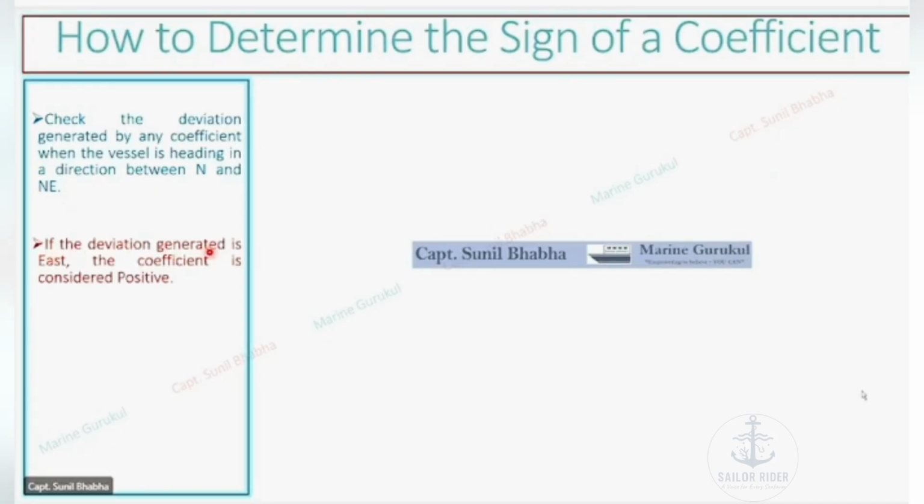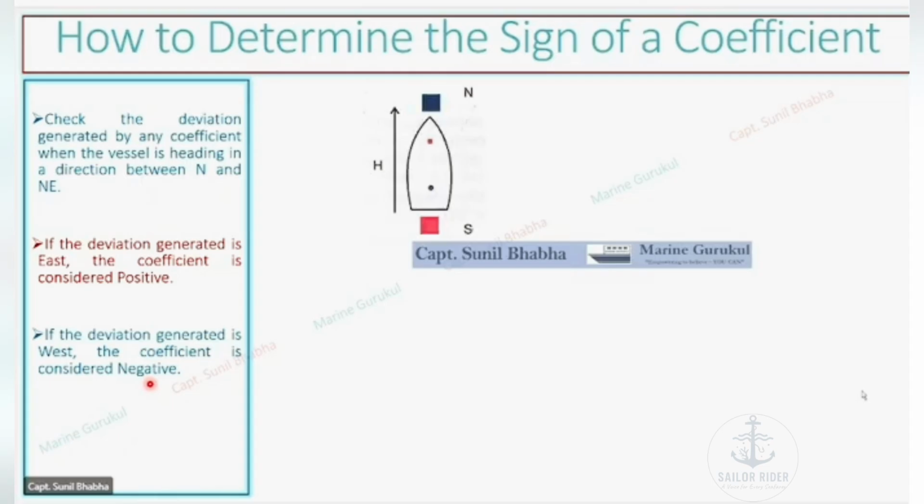If the deviation generated is east, the coefficient is considered positive, and if the deviation generated is west, the coefficient is considered negative. So to determine the sign of a coefficient, assume the vessel on a heading between north and northeast and check the deviation generated by that particular coefficient. Deviation generated is east, the coefficient is considered positive. Deviation generated is west, the coefficient is considered negative. Let me show you by a diagram.